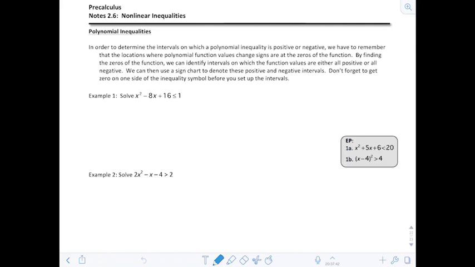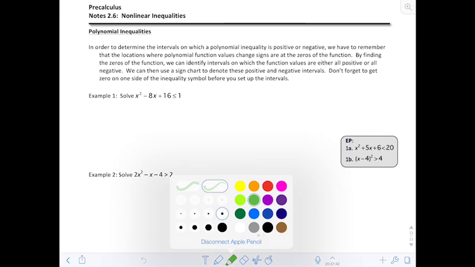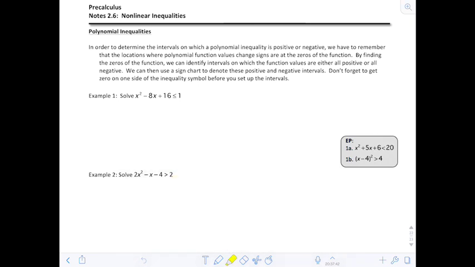Okay, Notes 2.6, Nonlinear Inequalities. So this is going to be the last section of Chapter 2, and we're going to start out by going back to polynomial inequalities, the ones that don't have any discontinuity, the smooth rounded curves. But inequalities mean that we're going to be comparing them. So rather than just values, we're going to have intervals, which are our solutions. So let's read through this first paragraph and get started to kind of understand what we're going to do.